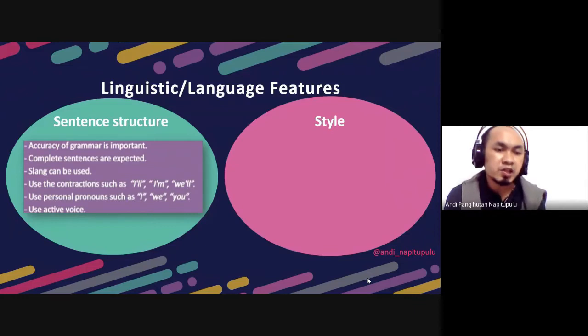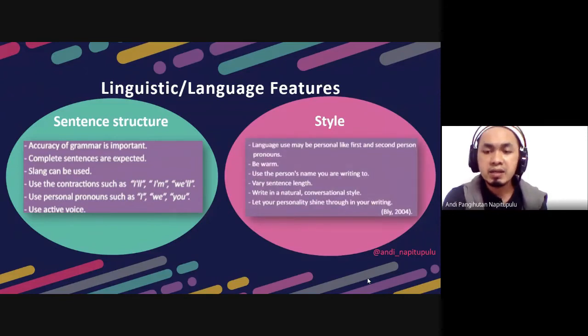Okay, third, you can use slang, and fourth, you can use contractions. A contraction is to make something short, like from "I will", you can make it "I'll". Okay, and also you need to use personal pronouns such as I, we, and you, and also use active voice. Okay, what about the style?